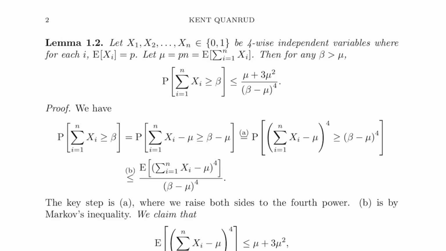And here's the surprising step. We're going to take the fourth power of either side and say that the probability of the sum minus the average to the fourth is greater than or equal to beta minus the average to the fourth. And then we apply Markov's inequality to the non-negative random variable, the sum minus the average to the fourth, and get that the probability is less than or equal to the expected value of the sum minus the average to the fourth divided by beta minus the average to the fourth.